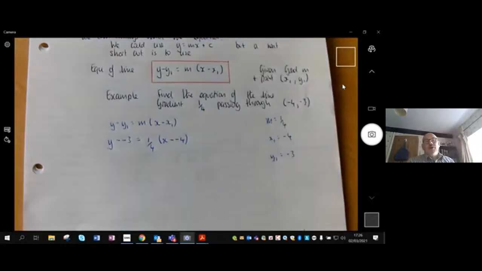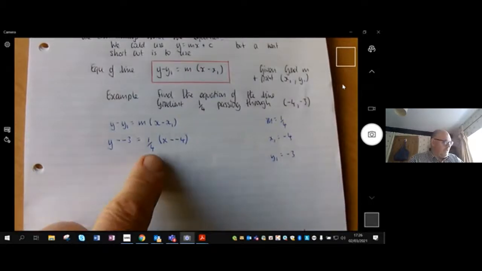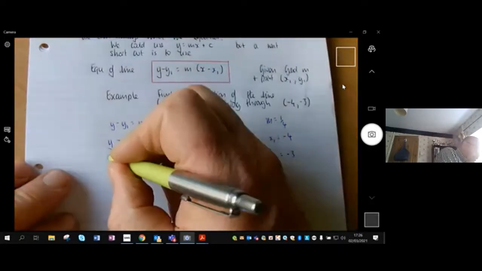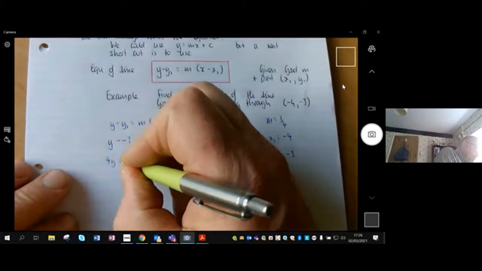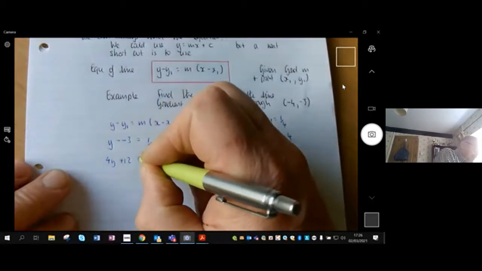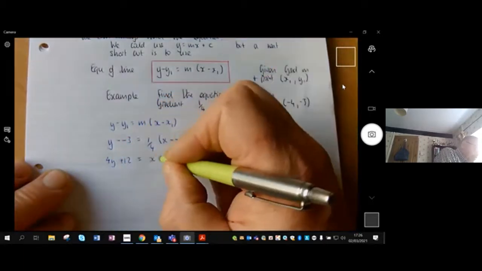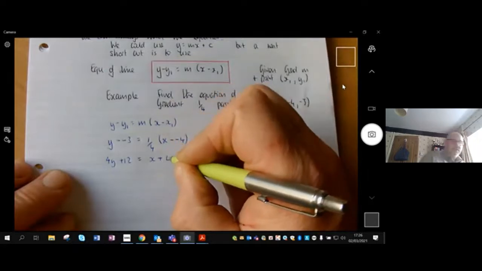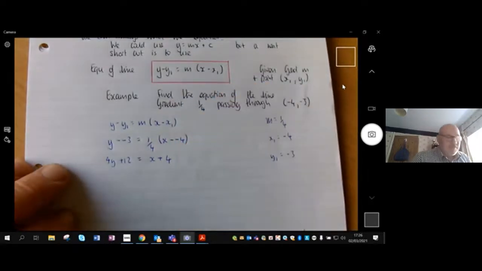Now, I'm putting all my working in, okay? The minuses make a plus, as we know. What I'm going to do now is get rid of the fraction. So 4y plus 12 equals x plus 4. I'm petrified of making a mistake.